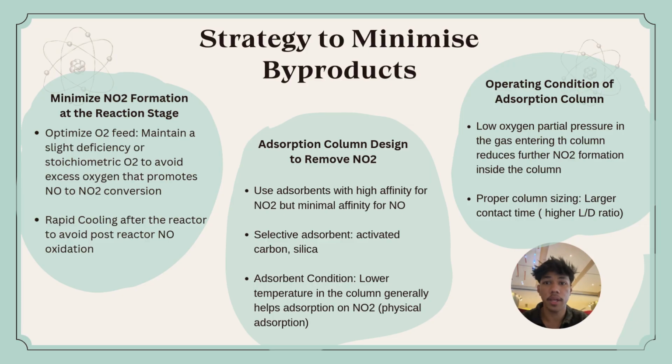And the third one is the operating condition of the adsorption column, where we can use a low oxygen partial pressure in the gas entering the column, which may reduce further NO2 formation inside the column. And the second one is we are going to use proper column sizing, which means larger contact times. Why? Because if there is larger contact time, more NO2 will be diffused and adsorbed, so more NO2, which is the byproduct, will be removed in this case.